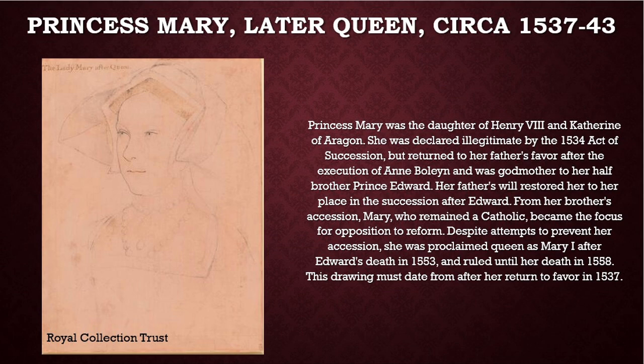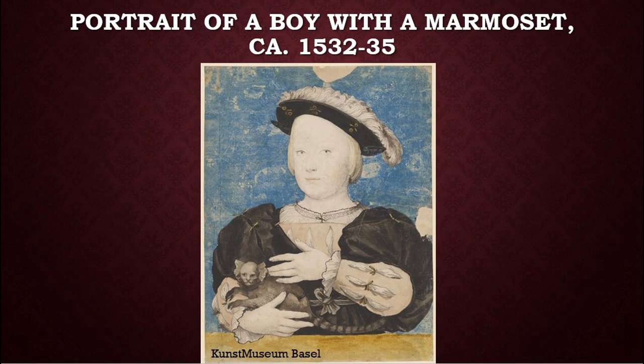After Edward's death, she became Queen Mary I. She married Philip II of Spain. While trying to change England from a Protestant nation back to a Catholic nation, she earned the nickname Bloody Mary. She died on November 17, 1558, at St. James's Palace.